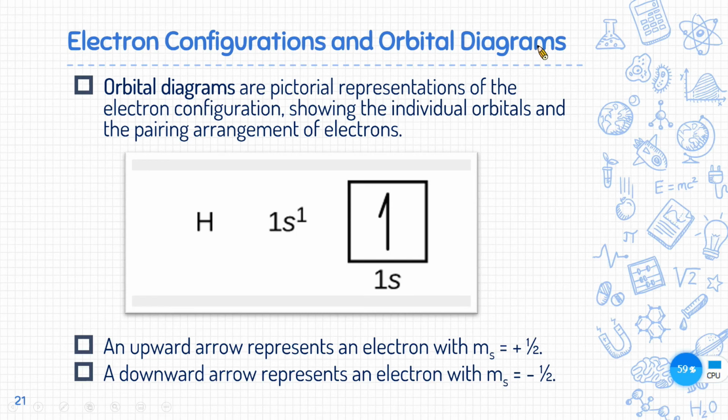Configurations and the orbital diagram. What is the orbital diagram? It looks like this. Orbital diagrams are pictorial representations of the electron configurations, showing the individual orbitals and the pairing arrangement of the electrons. This is the electron configuration, here the individual orbitals, and this is the pairing arrangement of electrons. An upward arrow represents an electron with the spin quantum number ms equal to positive 1/2, and a downward arrow, not shown here, represents an electron with spin quantum number ms equal to -1/2.